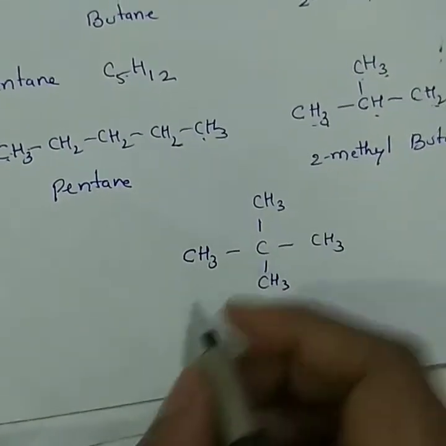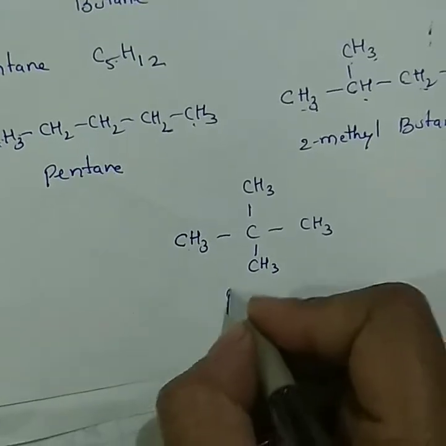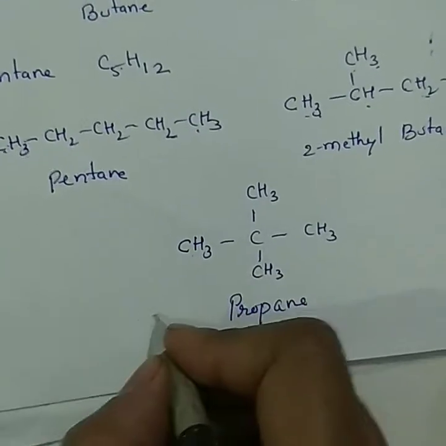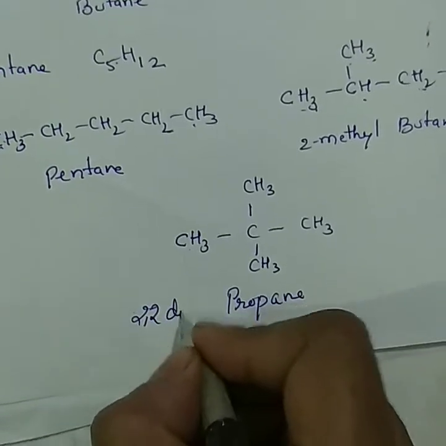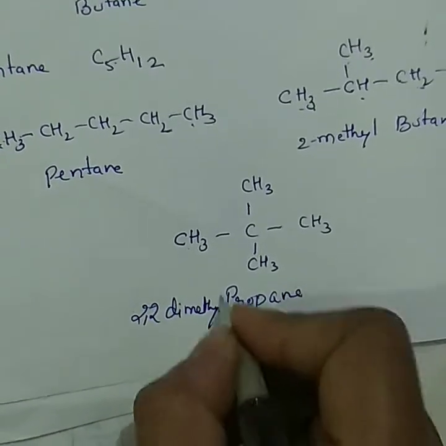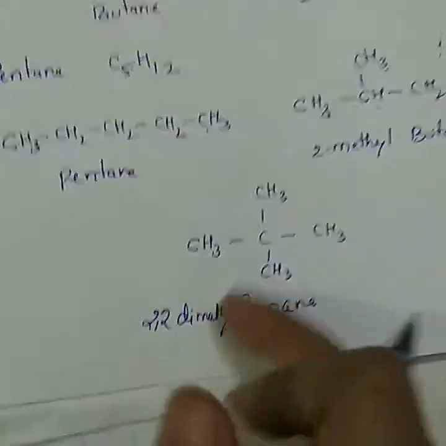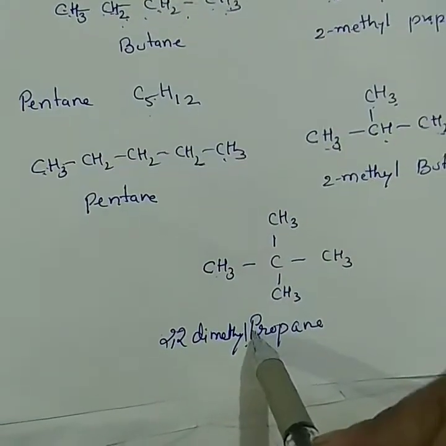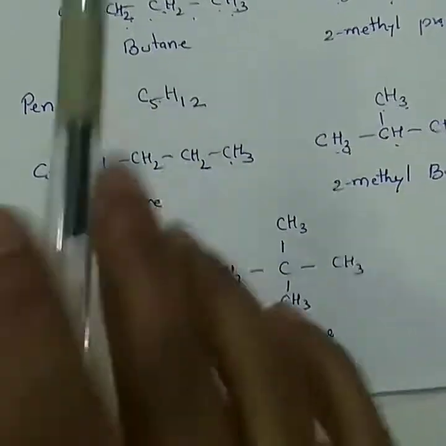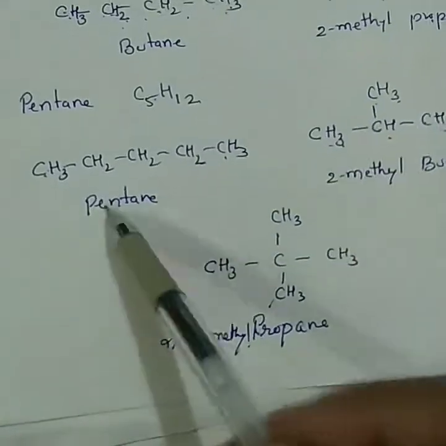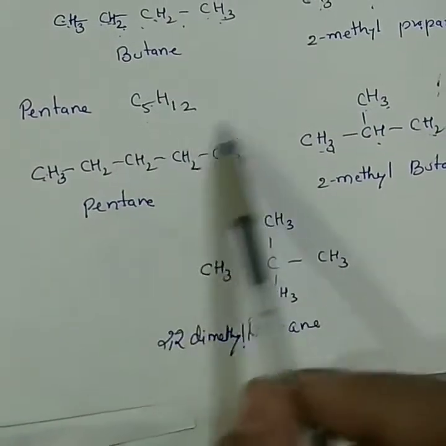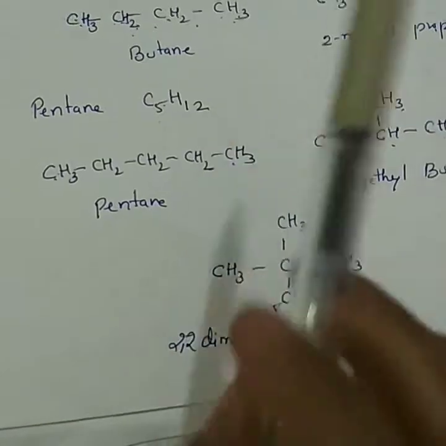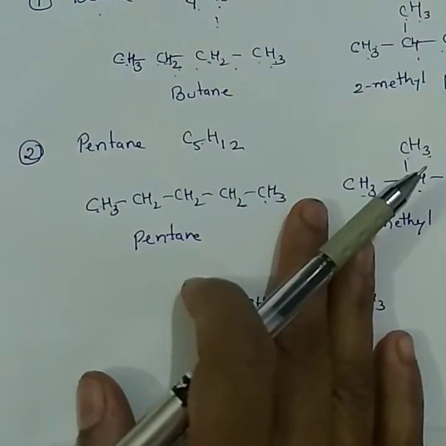So what will the name become? 1, 2, 3. Prop, single bond, ane, 2,2-dimethyl propane. So in this way, for pentane, we are getting 3 structural isomers, 3 different structures. So structural isomers are the compounds which have the same molecular formula but different structures. Okay, these are about the branched compounds.